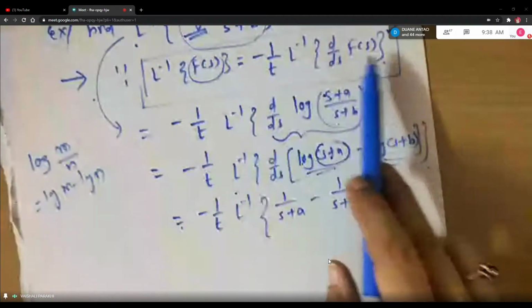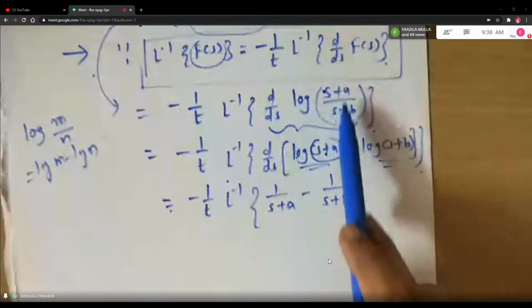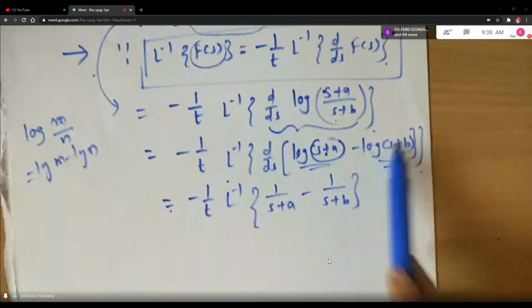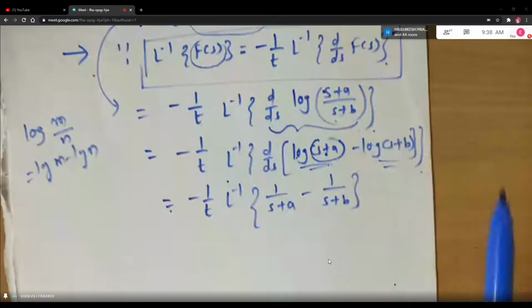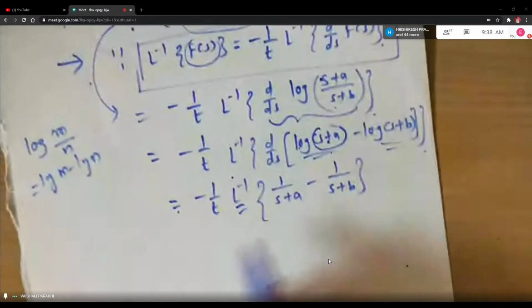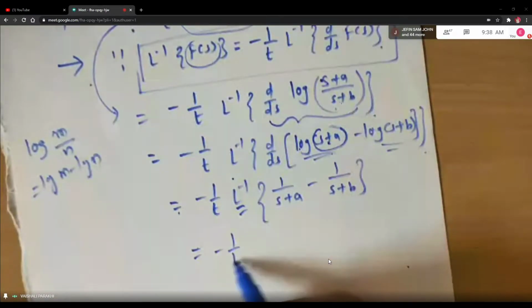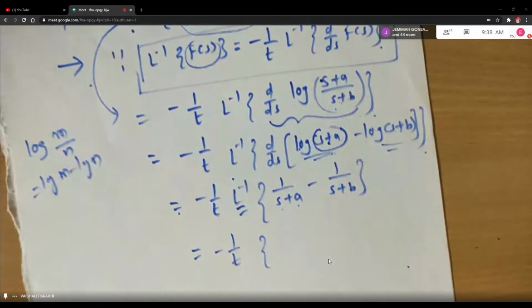First I wrote the formula. I replaced f of s by our function. Then because it is log of m upon n, I have written it as log of numerator minus log of denominator. Then I found the derivative of both the terms separately. And now it's time to find L inverse. So it will be minus 1 by t. What is L inverse of 1 upon s plus a?